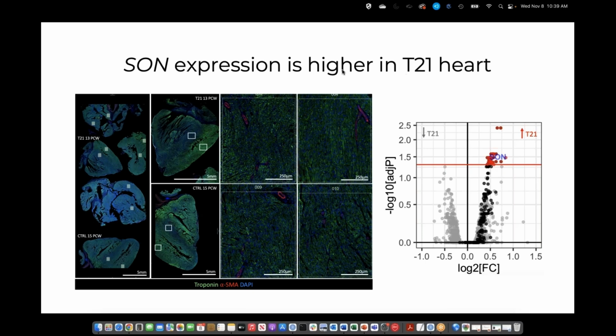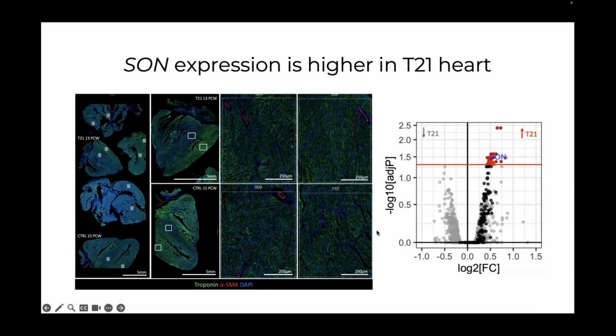What we can see in the volcano plot on the right-hand side is that, again, among the genes that show increased expression, SUN is among those genes. So even in more of a bulk format, we're able to capture expression of this particular gene.